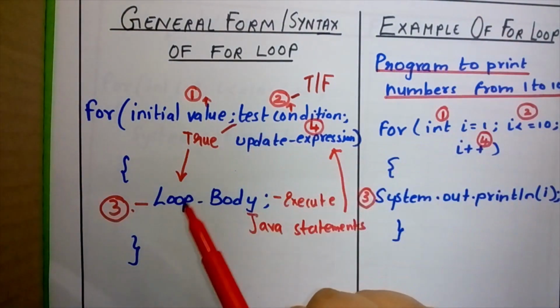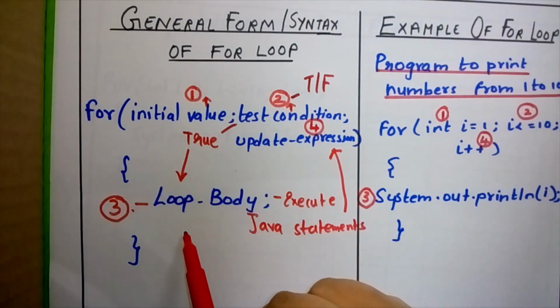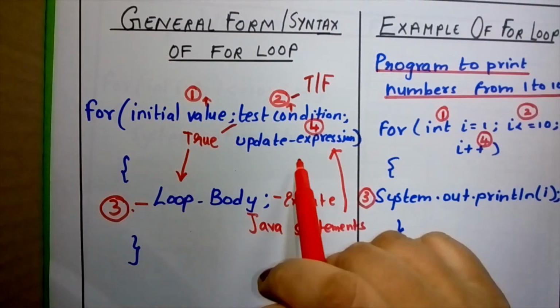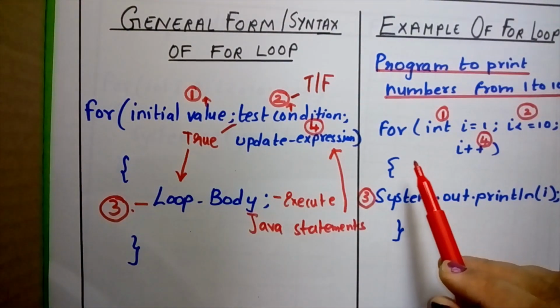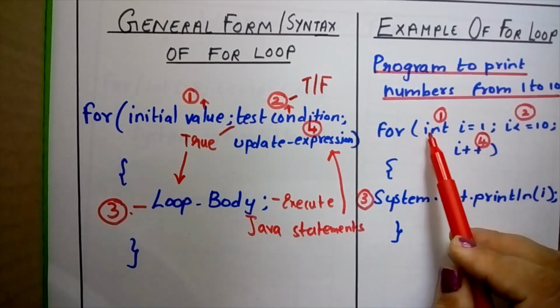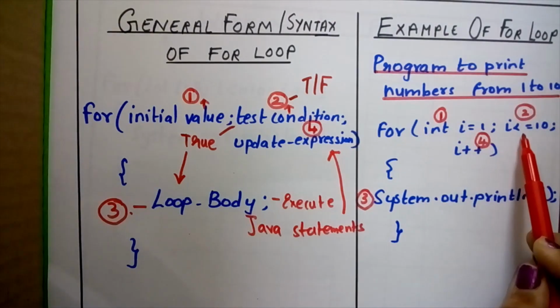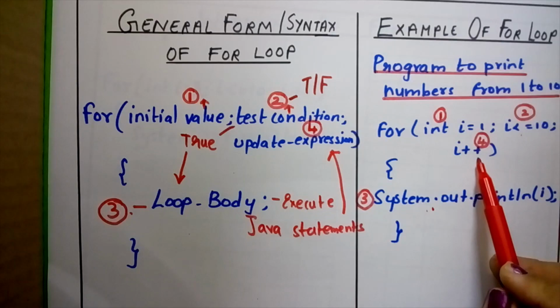So you should know this very clearly. First, initial value; second, test condition; third, the loop body; and fourth, the update expression. So the example problem which I showed you in the earlier slide, here also you can just see for int i = 1, this will be executed first, then it will check for the condition. If the condition is true, it will execute the loop body and then it will do the update expression.